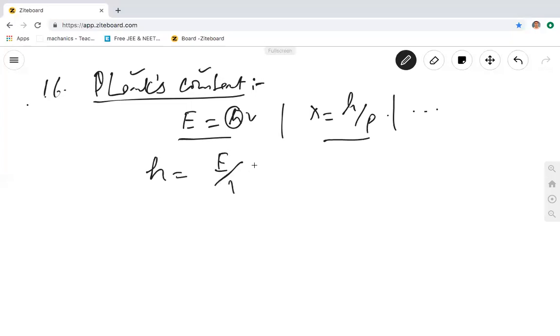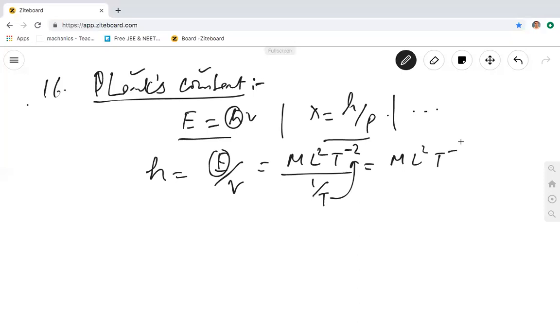E is energy, that is M L^2 T^-2 that we got just before, and frequency is 1 by T, inverse of time period. This T will go up. It is M L^2 T^-1, right? Yes, sir. You got the dimensional formula for this now? Yes, sir. Okay, now let me go to angular momentum.